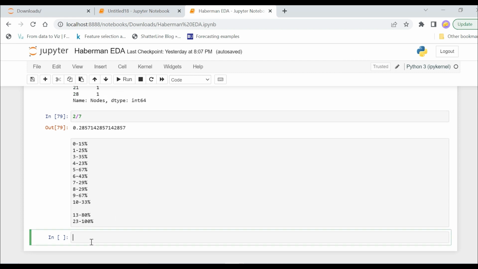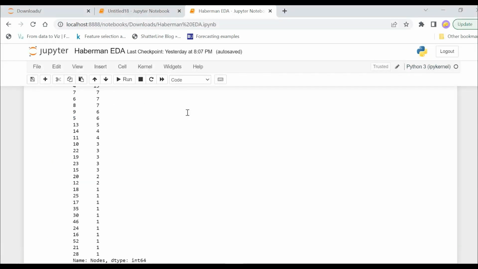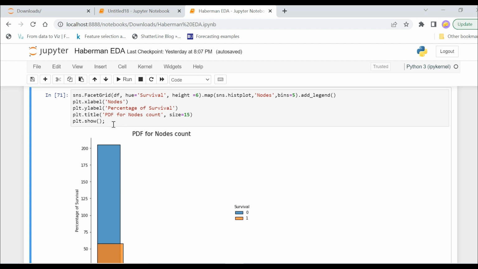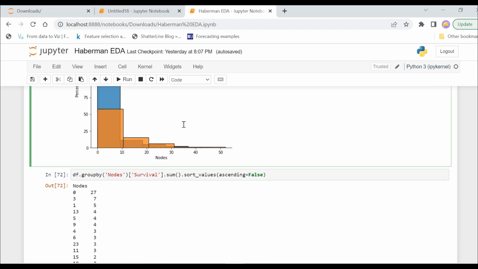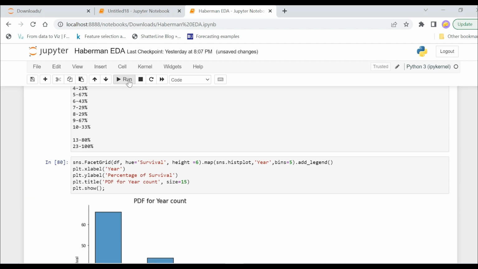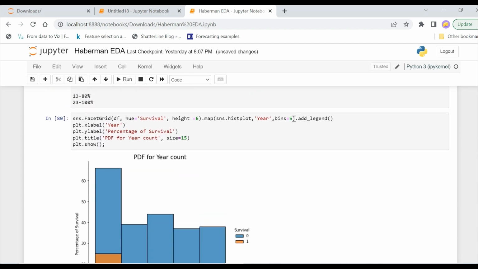Now operation, operation year. For year also, this is a very important plot because year is all numbers. So a box plot, I don't think, will make a lot of sense here. I can just take this as year, and this as year, and PDF of year count. I'll just put KDE is equal to true in this case.